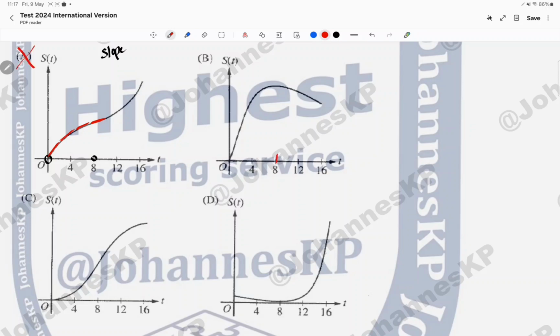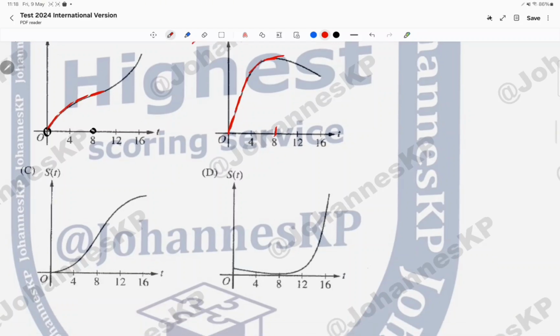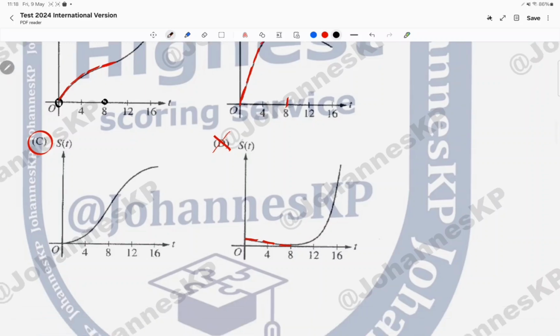Is my slope here becoming more steep from 0 to 8? Not really, because look, here, good, here, good, good. But then it's becoming flat. So it's not good either. Is my slope becoming more steep in D? No, it's becoming flat as well. So what's the answer going to be? C.